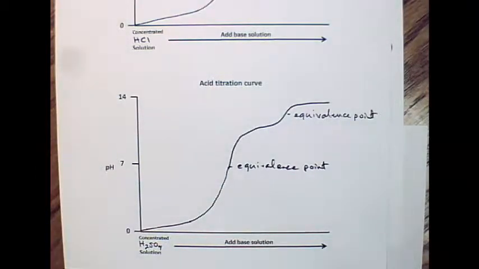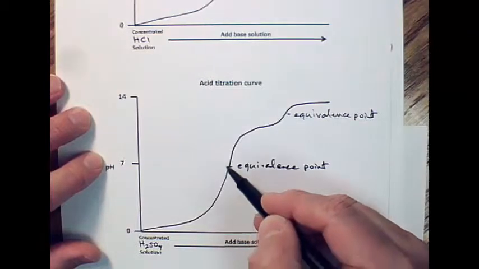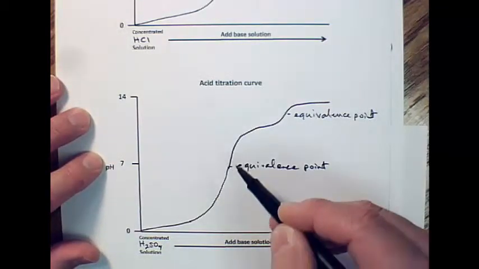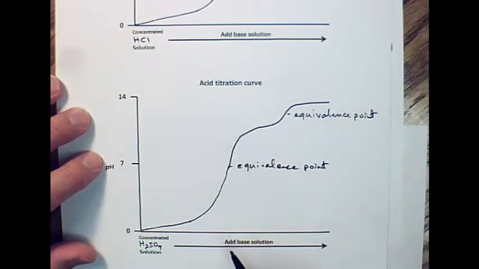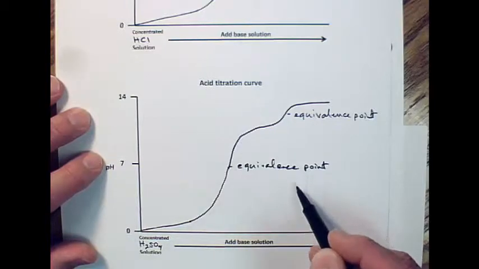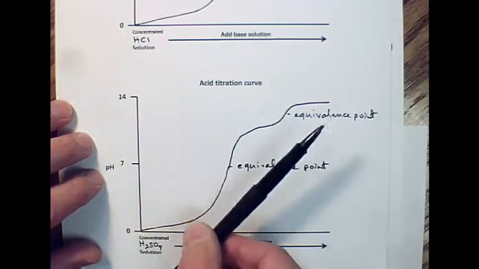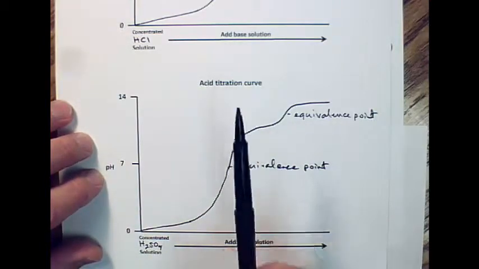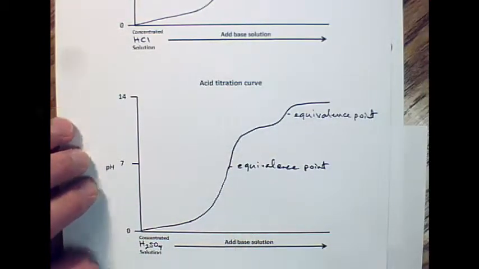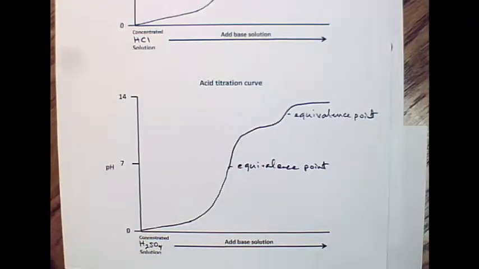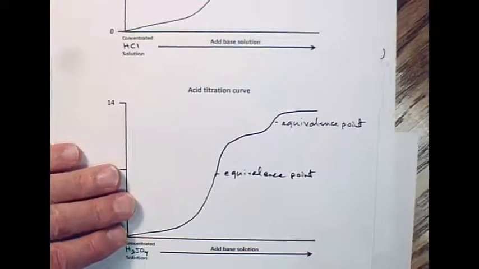Now, if you're taking calculus, you know that whenever you have a steep curve like this, you get a kind of a steep peak in your first derivative. So if we were to do a first derivative of this, we get a peak here and another peak here, because it's the point at which the line goes vertical that you have the steepest peak on a first derivative. And that actually helps us to find those equivalence points. So calculus comes into play when using these acid-base titration curves.